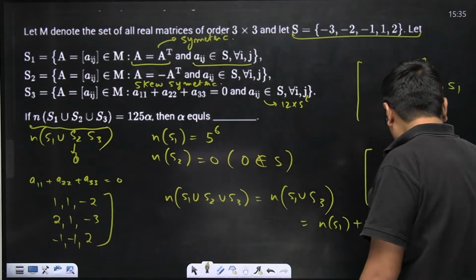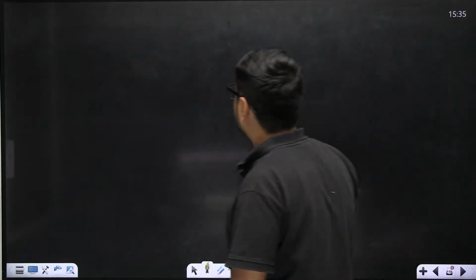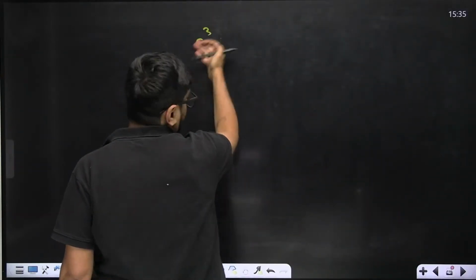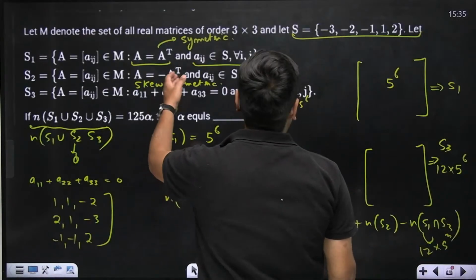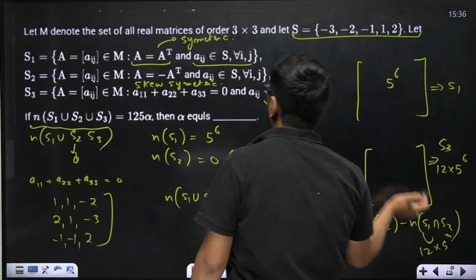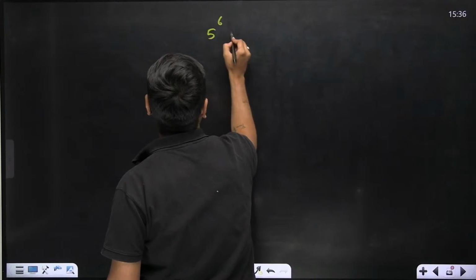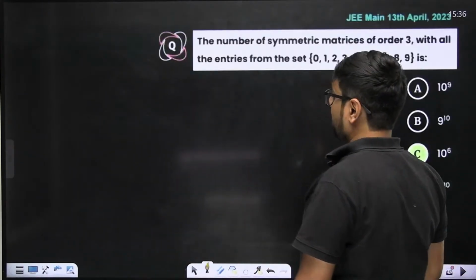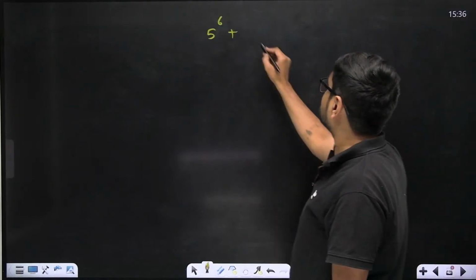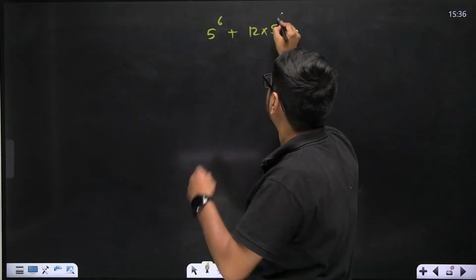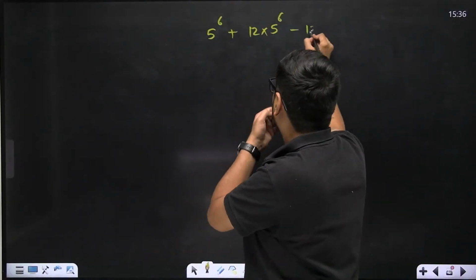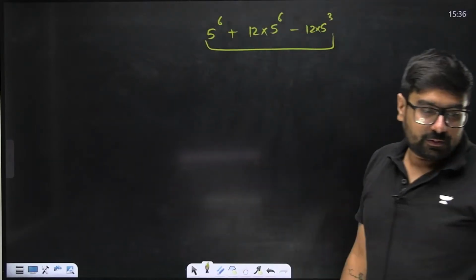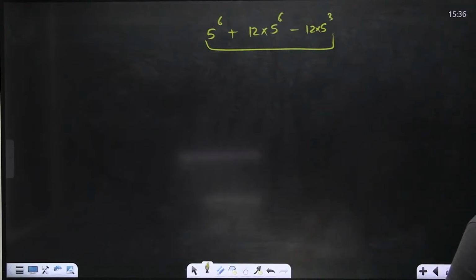Correct? So totally our answer becomes n of S1. How much was it? 5 to the power 6. Right? 5 to the power 6 was n of S1, plus the number of elements in S3, which came out to be 12 multiplied with 5 to the power 6, minus 12 multiplied with 5 to the power 3. This will be your answer.